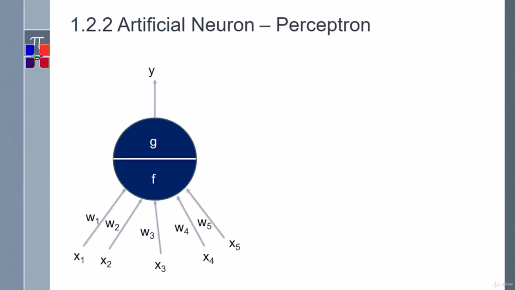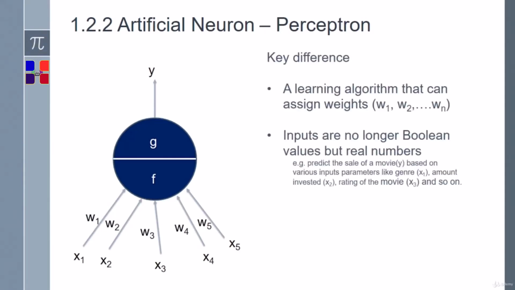Okay. The next phase of evolution was the perceptron. Now the difference between the MP neuron and the perceptron is primarily, there are two differences. One is that the inputs are not Boolean, but they could be real values, real numbers. And as we know, in real life, the inputs could be real numbers.